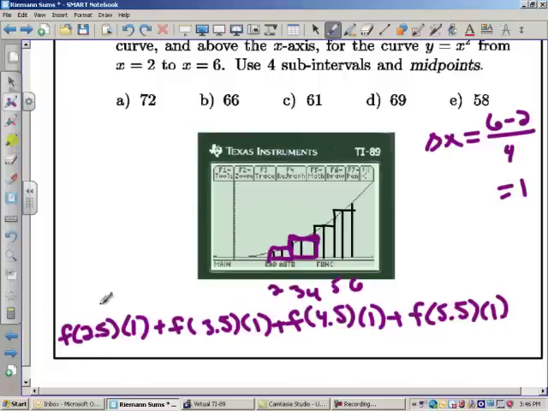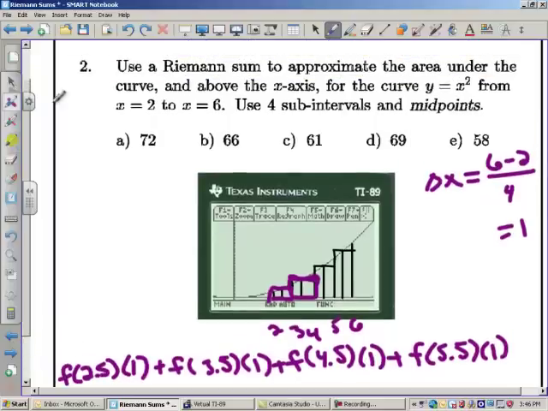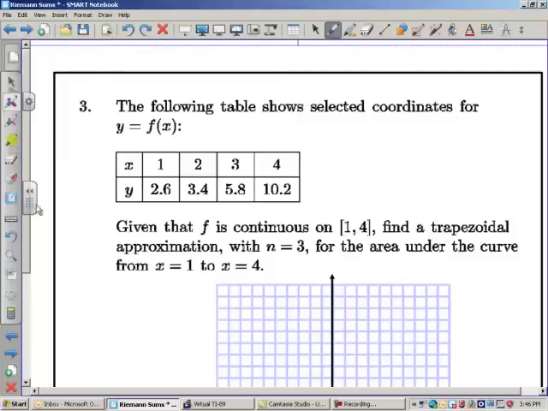And how you get these values is you grab your calculator and you plug 2.5 in for x to get those y values, and then multiply and add, and you get your answer. So again, I'll let you do that. So that's a midpoint. Now let's do a trapezoid.